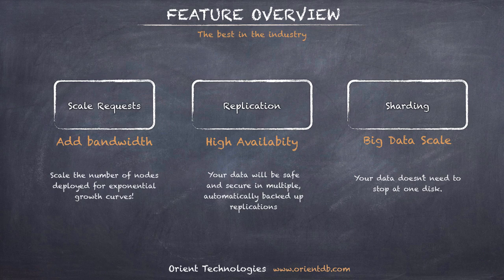The benefits of our multi-master replication can be summarized into three core topics. First, scaling requests. By adding additional nodes to the cluster, you can scale the volume of requests your application can handle. Secondly, replication. Your data is automatically replicated, providing you fault tolerance and high availability. The third is sharding. No longer is your graph limited to one physical disk. These three benefits combined provide you the enterprise-grade deployment options you need.